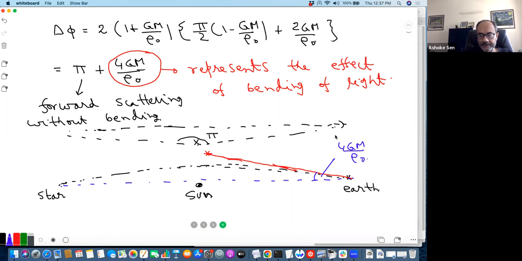So this is the implication: if we are observing light from a distant star, and there is nothing else along the path, sun is just one object, then we will see some position of the star in the sky. Now, if you put some massive object along the path, like the sun, then the apparent position of the star will shift. And the amount by which it will shift is this 4 gm over rho 0.